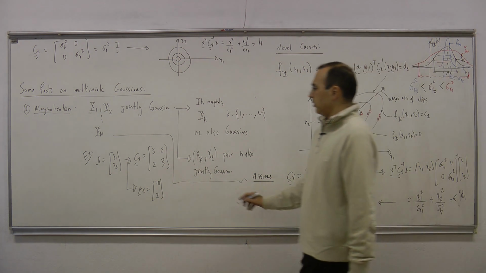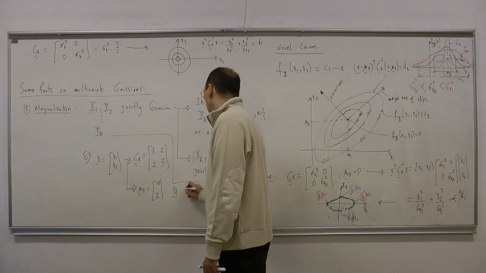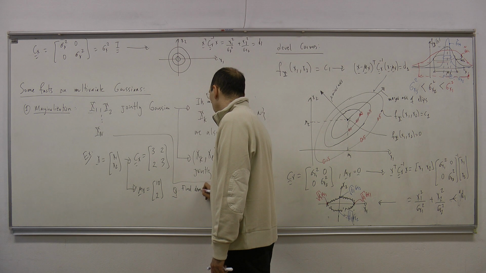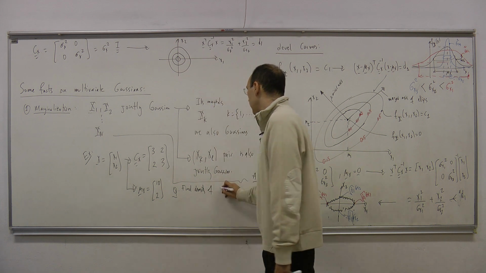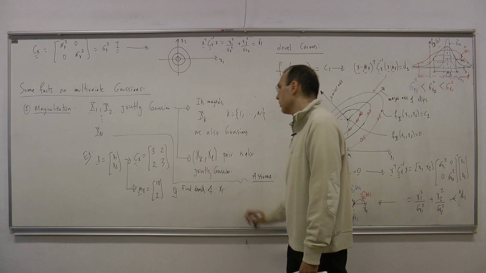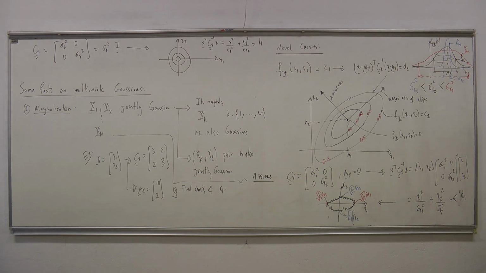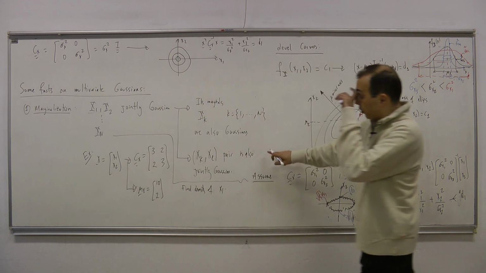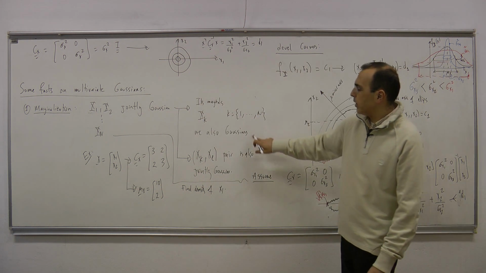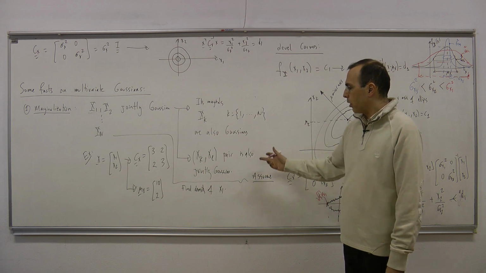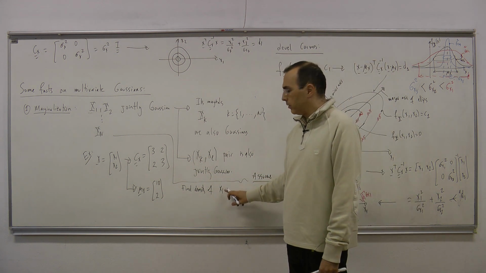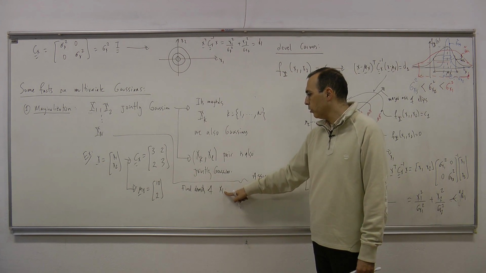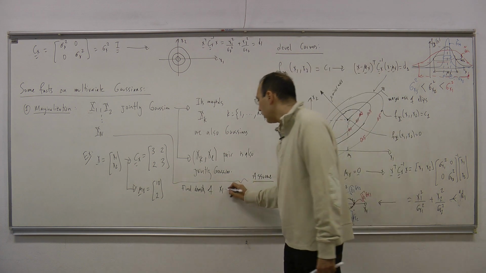Okay, now here's a question. Find the density of, let's say, x1 only. So how can I find the density of x1? Well, from this fact, you know that the density of x1 is Gaussian. So to define this Gaussian, what do I need? I need the mean value of x1. Do I know the mean value of the first entry of this vector? Well, I know this.